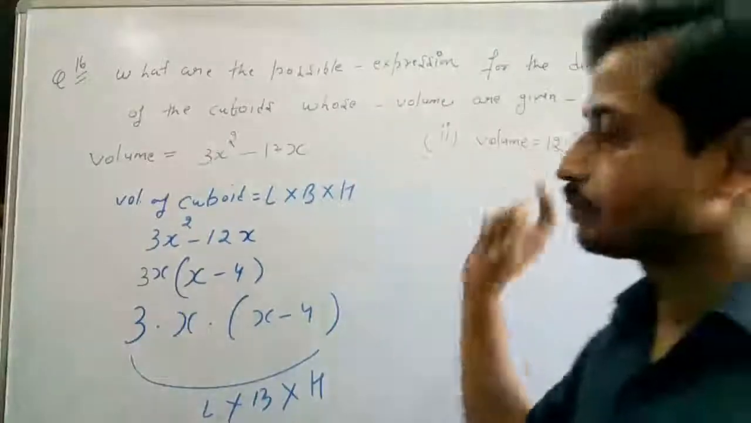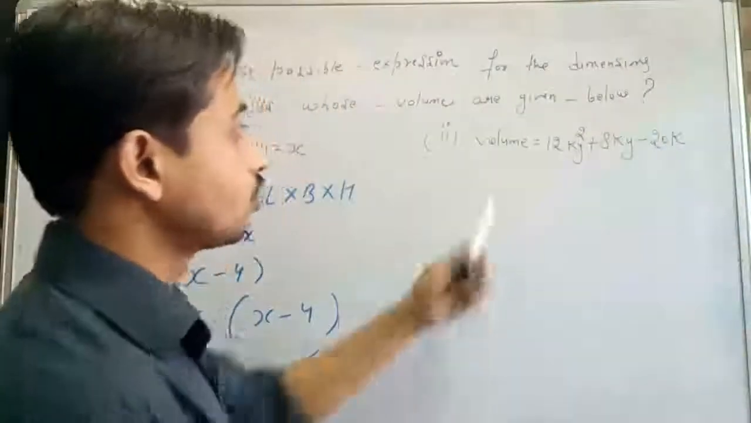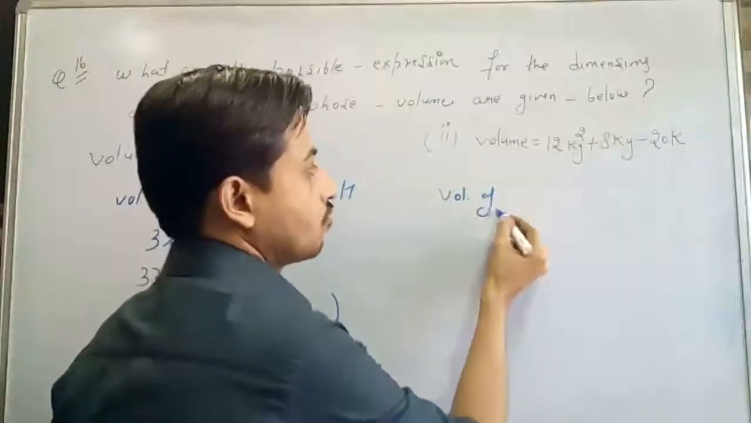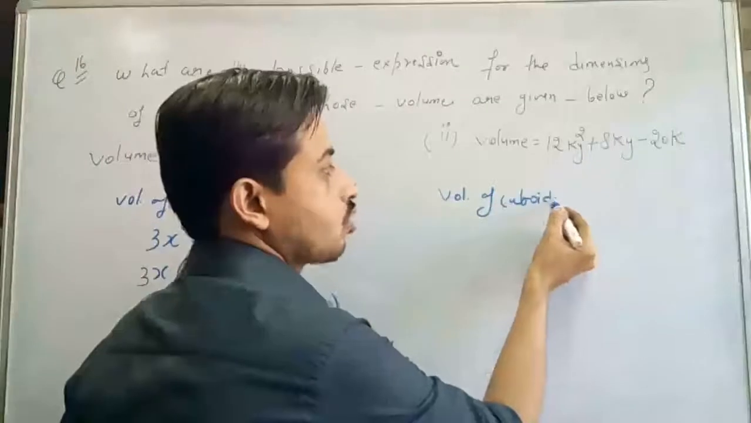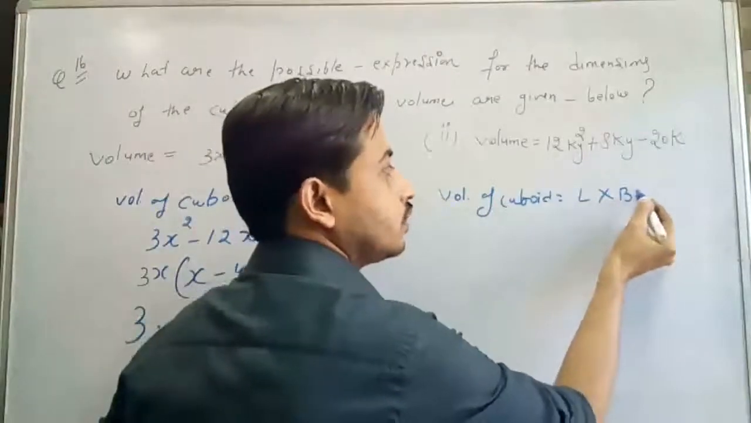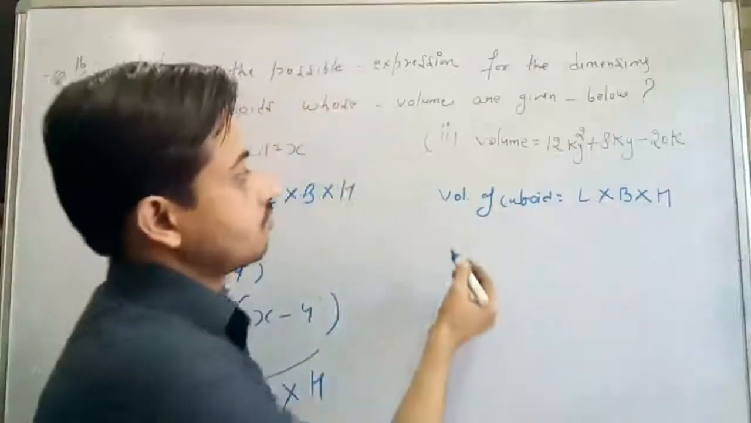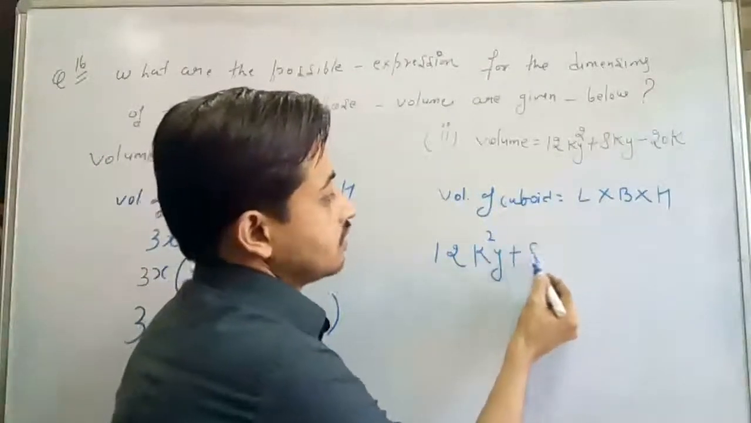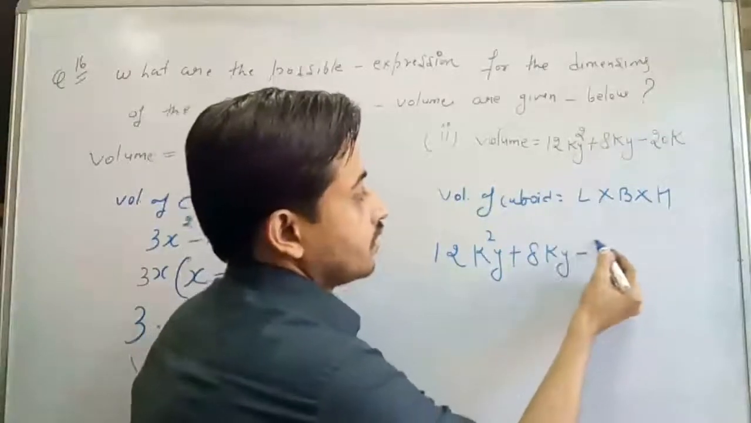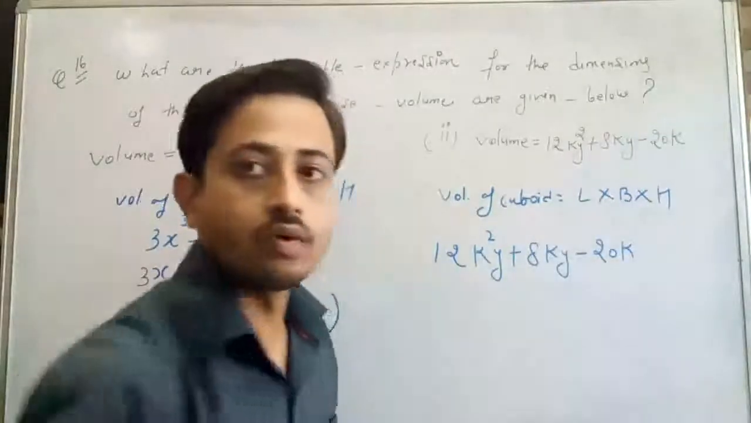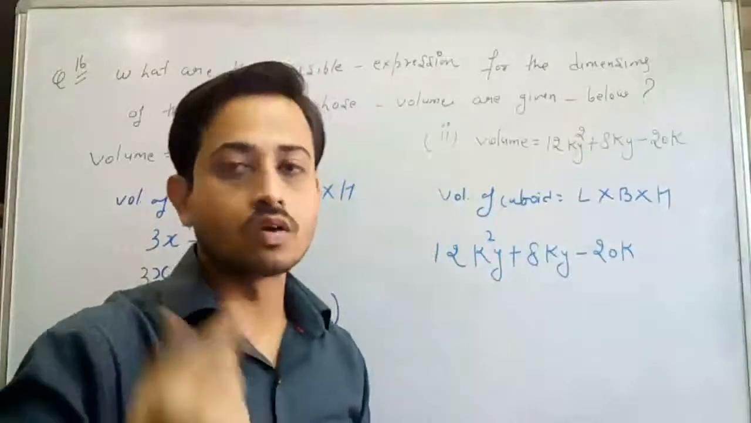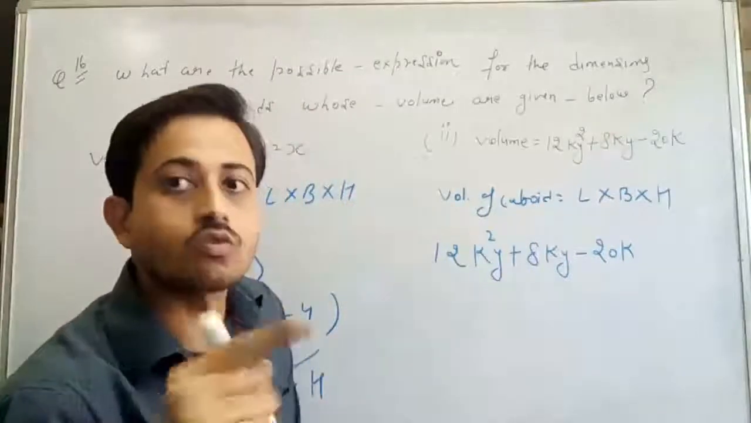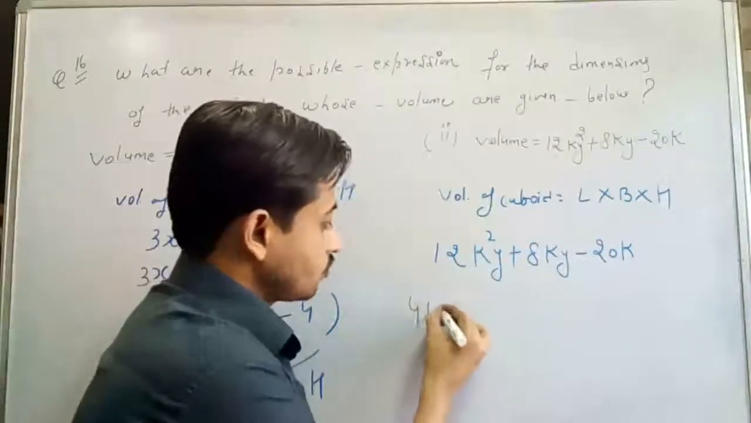So now look at the second part. You have to do the same. In this, the volume is this. Again, volume of cuboid is what? L into B into H. The volume of the cuboid is 12ky square plus 8ky minus 20k. Now you have to do the same step. Try to take common. The common factor is what? k, and the common factor is also 4. So take common as 4.